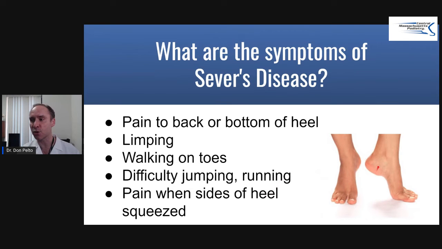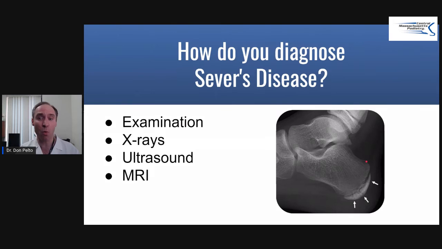So you take the heel and you squeeze it, and if that hurts, that's a problem. And for a lot of my patients, it actually happens on both sides of the heel, but some people only have it on one. So how do you diagnose it? The best way is with an exam with a doctor.